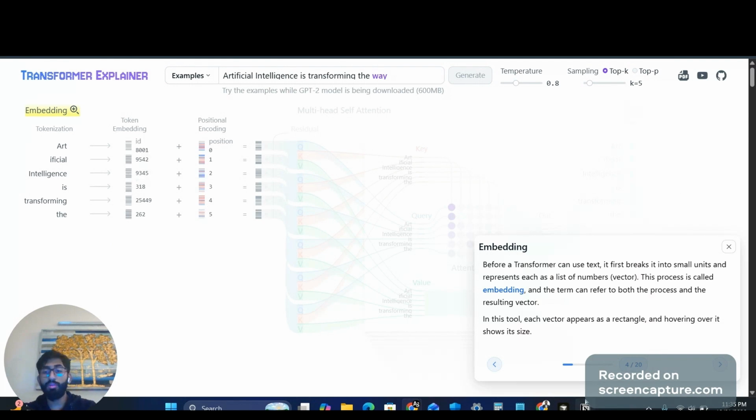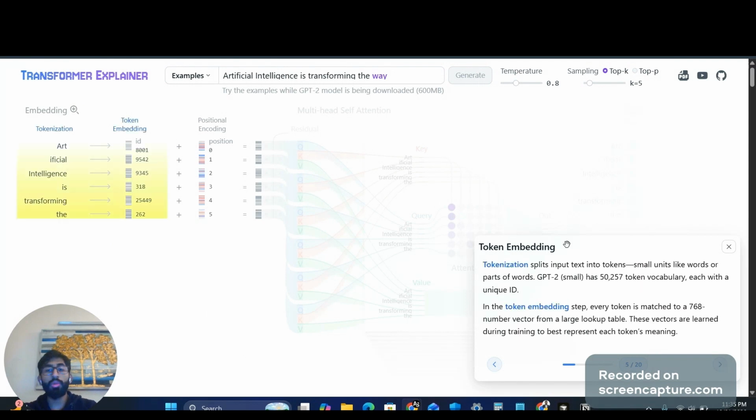So let's move on to the next one. Token embedding: tokenization splits input text into tokens, small units like words, characters, or parts of words. ChatGPT 2 small has a 50,257 token vocabulary, each with a unique ID. In the token embedding step, every token is matched to a 768 number vector from a large lookup table. These vectors are learned during training to best represent each token's meaning.